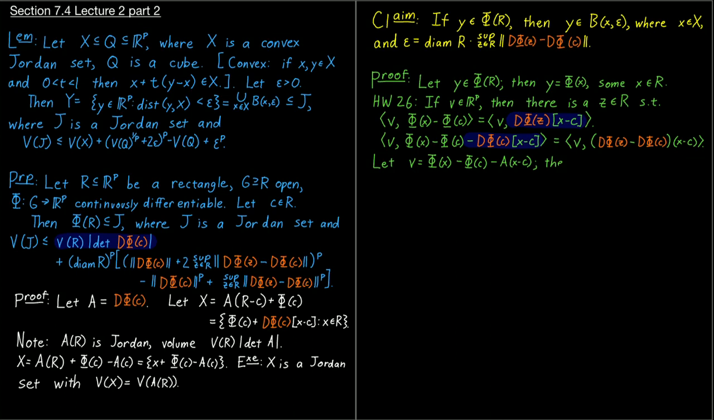Then, what can we say? The norm of v squared, that's the inner product of v with itself, which is the inner product of v with d phi of z minus d phi of c, that linear function evaluated at x minus c. That's less than or equal to the norm of v times the norm of the rest of it.